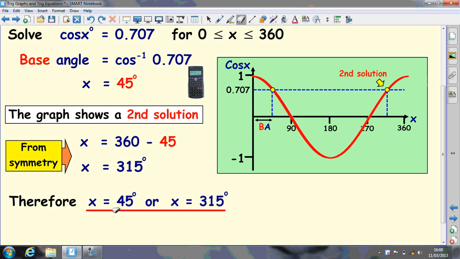If you tried that in your calculator, cos 45, you would get 0.707. And if you tried cos 315 in your calculator, you would get 0.707.